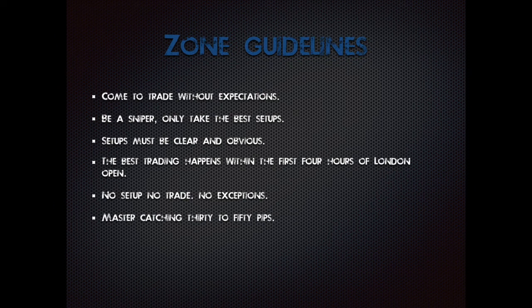You want to master catching 30 to 50 pips. If you can master catching 30 to 50 pips every time, then all we're talking about is just adding lot sizes to your trade. Because if you think about it, it doesn't matter if you're trading 5 pips. If those 5 pips are on a 20 lot, guess what? You're going to make $600, $800 per 5 pips every single time.